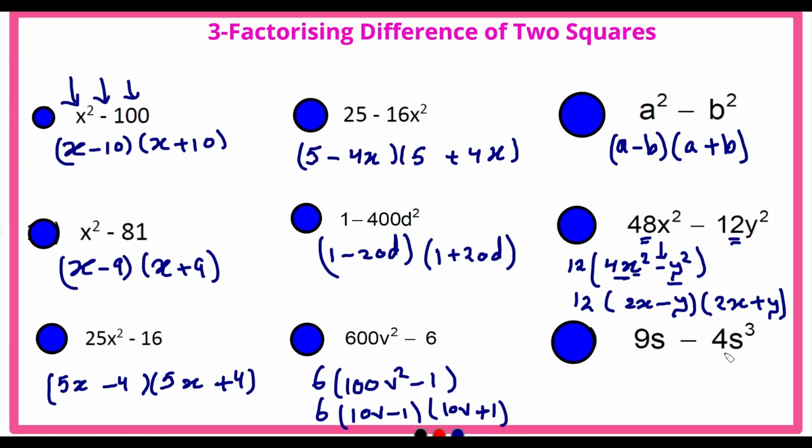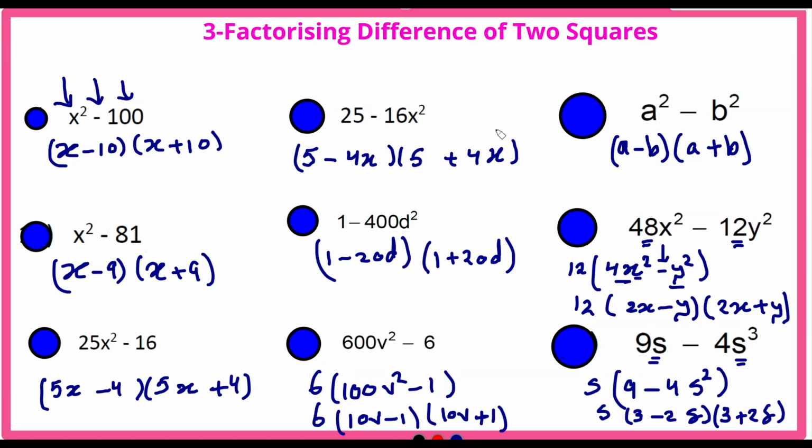Okay, there is nothing common between 9 and 4. But if you look closely, you'll see s in all of them. So when you take s out, what do you get? 9 take away 4 squared, which is s going to be 3, take away 2s, times 3 add 2s. Okay.